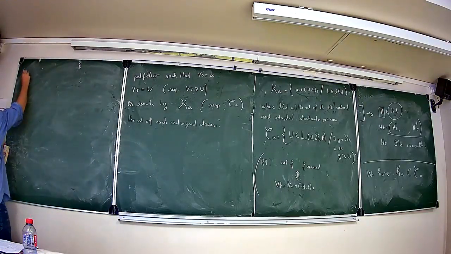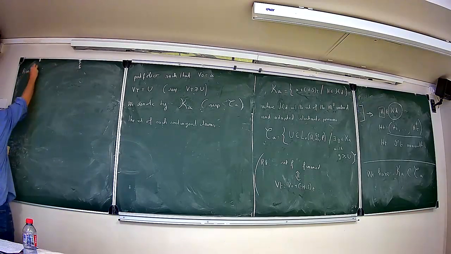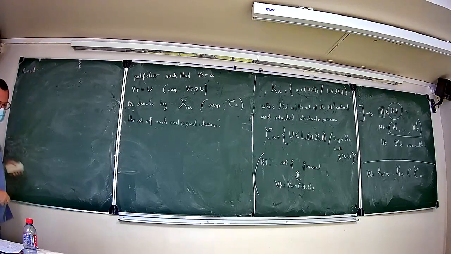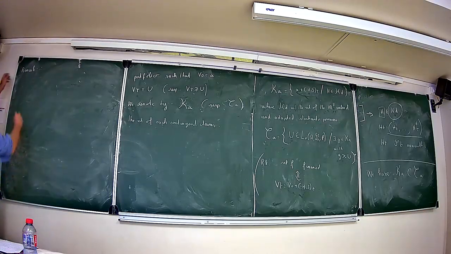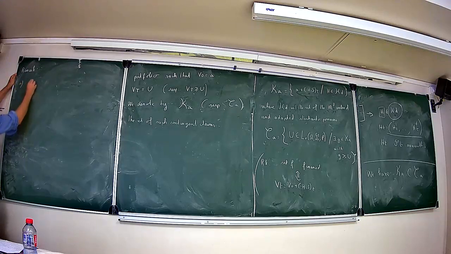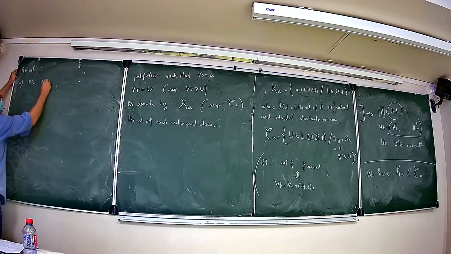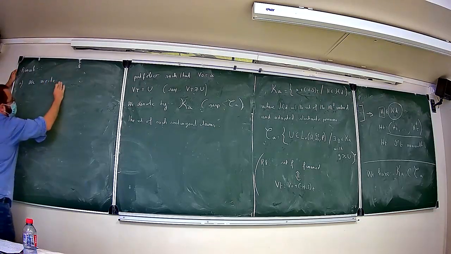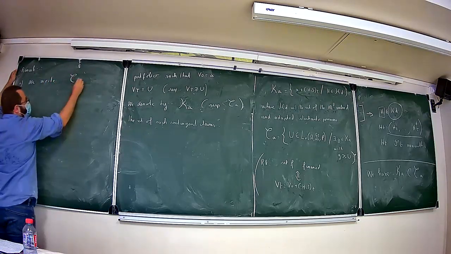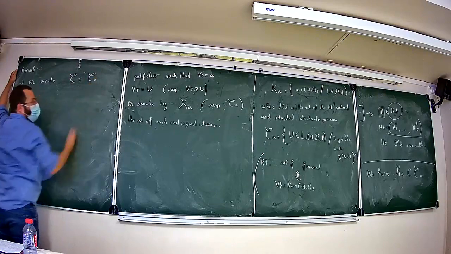Remark concerning this definition. First, the notation. In order to simplify the notation, we write from now on C for C0.